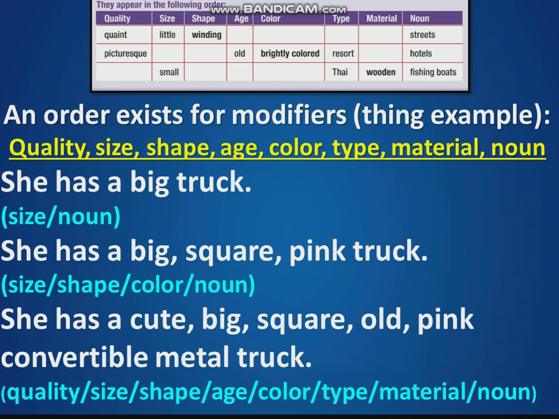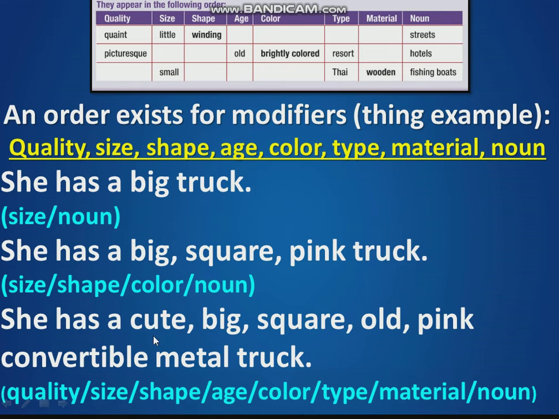All right, here is an example with an object, with a thing. Here, the order. We have quality, size, shape, age, color, type, material, noun. For example, she has a big truck. Size and noun, big truck. She has a big, square, pink truck. Size, shape, color, noun, big, square, pink truck.